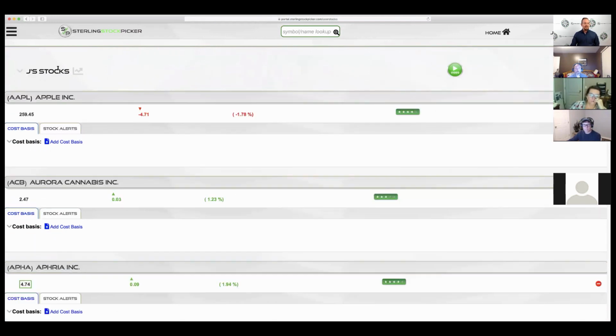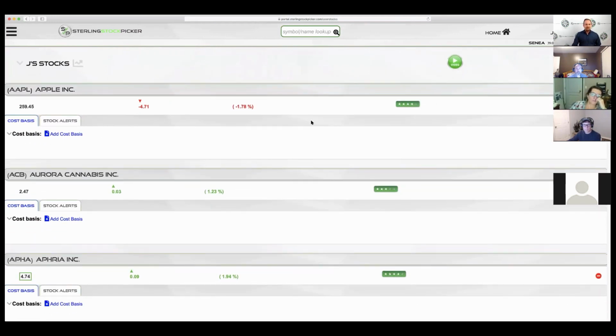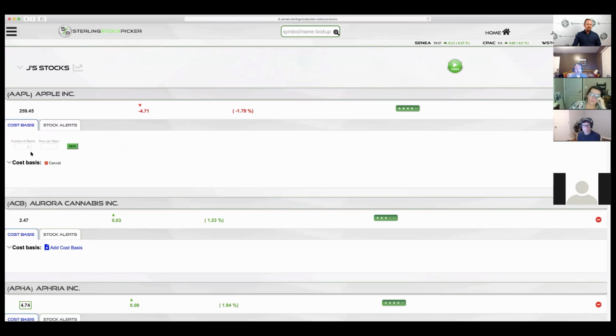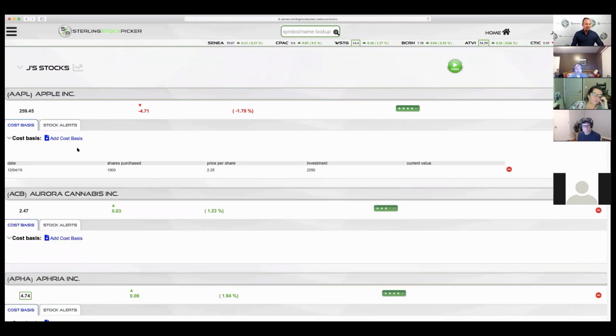Your personalized stocks is here. That's going to show all of the stocks that you currently follow. From here, you can add some cost basis information. All you do is click add cost basis, and you can type in the number of shares that you have at the dollar price per share. And that is going to save that for you and also track the performance of the stock.